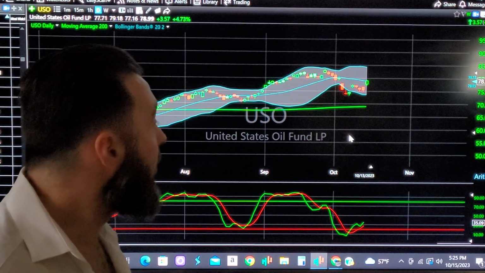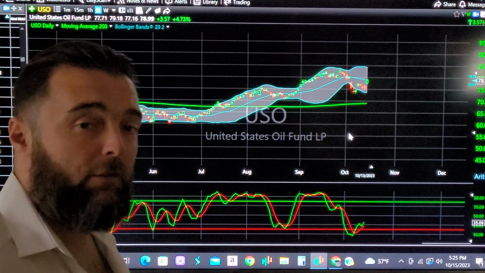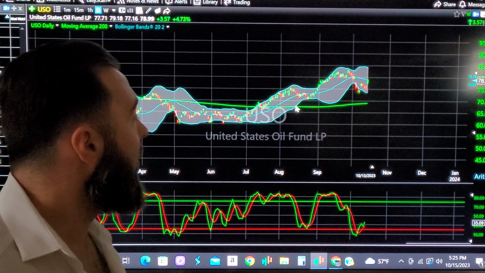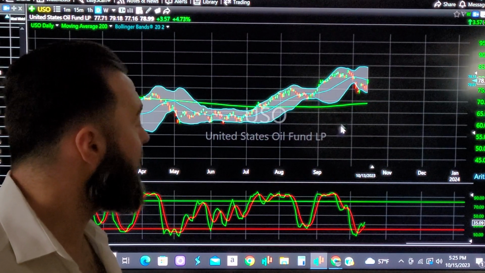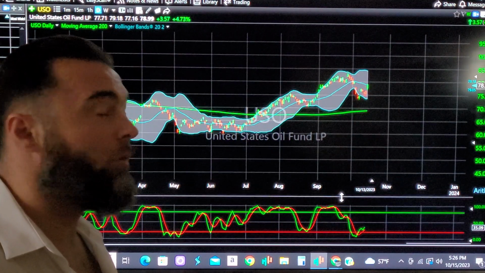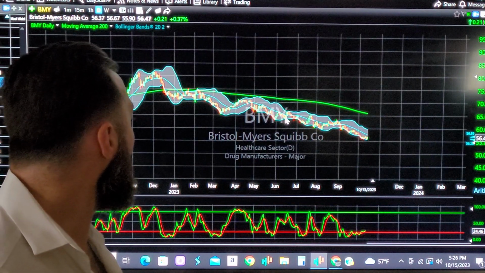How do I know? Because I've done it. So the best thing you need to know, how to tell if it's bullish, if it's trending up: have a 200-day moving average, have a Bollinger Band, and have something that's going to tell you if it's oversold or overbought. Let's look at a couple.